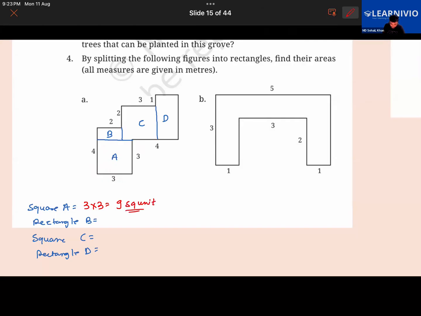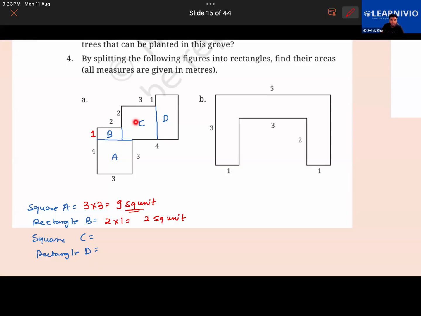Okay. What about B now? It's going to be 2 into 1. This much is 2, so this much is 1. So hence 2 times 1, that is going to be 2 square units. Now you guys tell me about C.